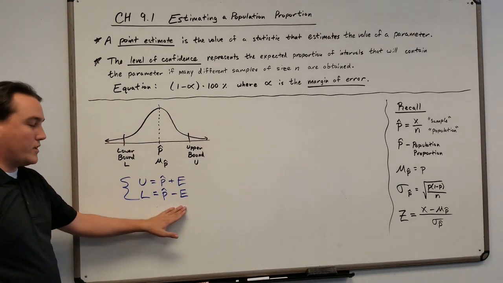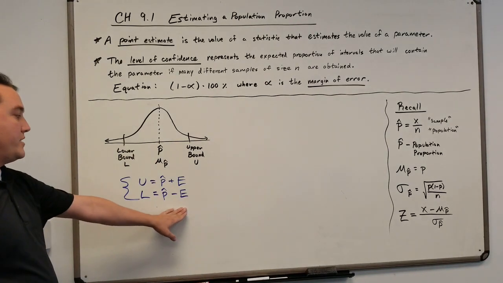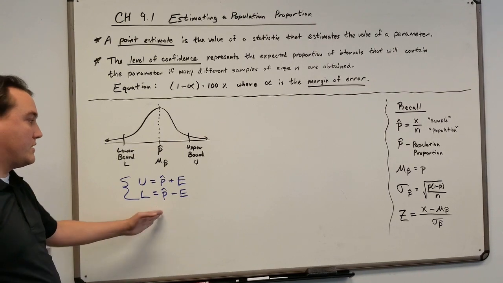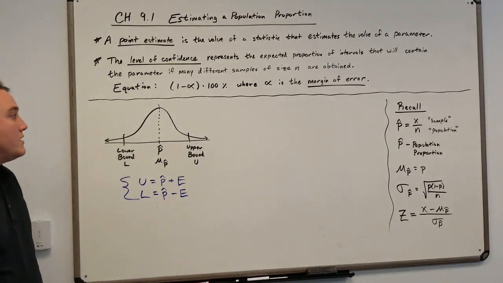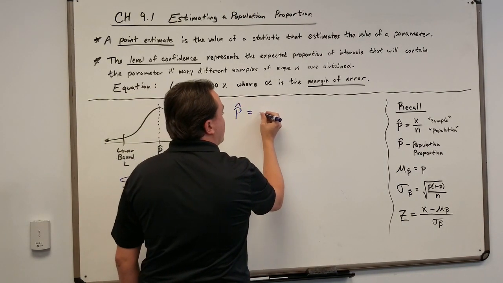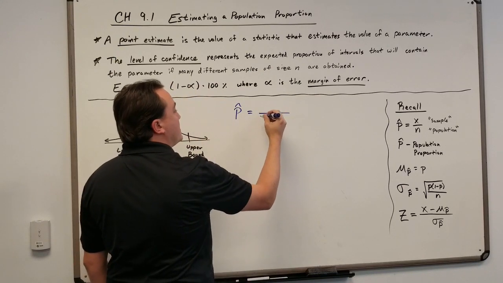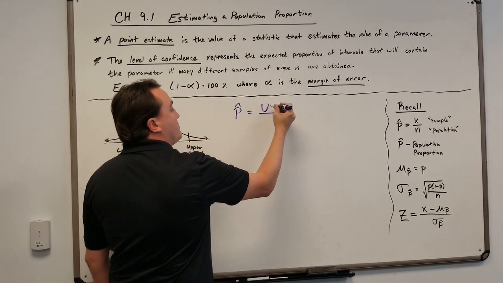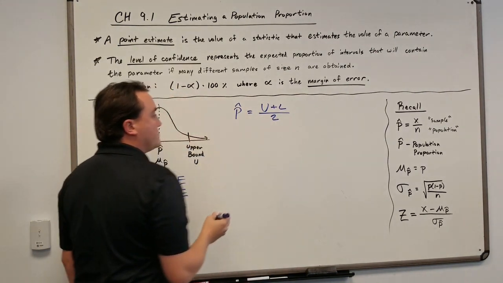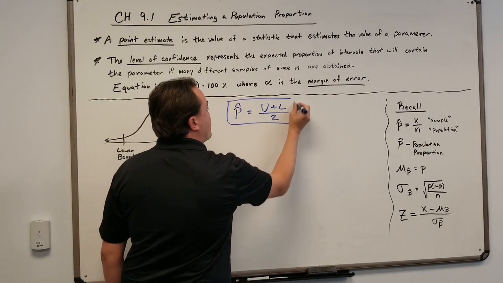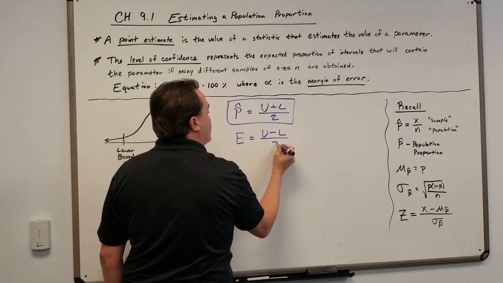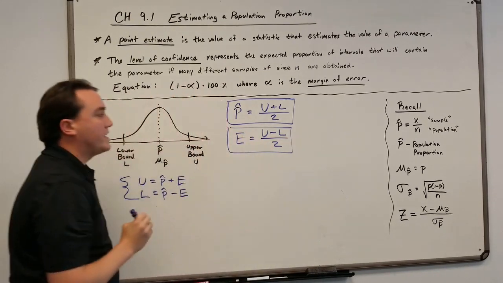So this is a system of equations, all right? If you remember that from intermediate or college algebra, that's what we're dealing with here. We're not actually going to solve them. I'm just going to give you this equation. So the equations are P, or population proportion, is equal to the upper bound plus the lower bound divided by 2. Okay, so that's important. And then E is equal to the upper bound minus the lower bound divided by 2. So you can prove that to yourself later on.